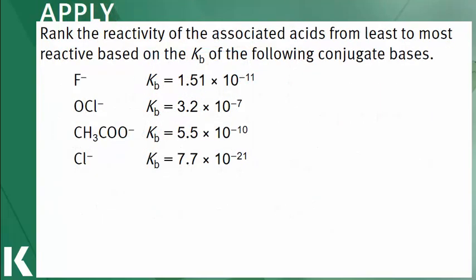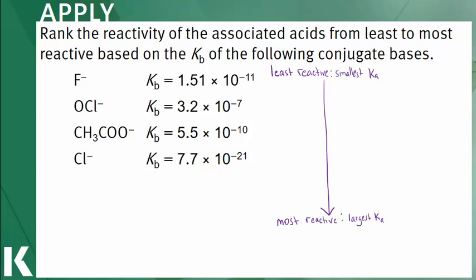Let's apply our knowledge of the relationship between Ka and Kb to a question. We're asked to rank the reactivity of the acids from least reactive to the most reactive, and are given Kb. What information will be helpful in answering this question? In an earlier video, we reviewed trends related to Ka. The most reactive acid will also dissociate in solution the most, and Ka is a value which measures the dissociation constant. Therefore, the most reactive acid will have the largest Ka. This means the least reactive acid, the one least likely to dissociate, will have the smallest Ka.